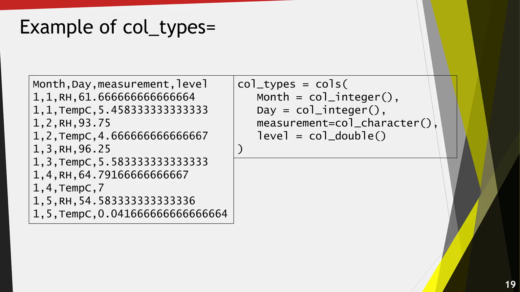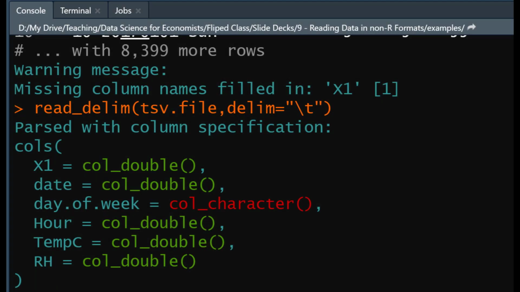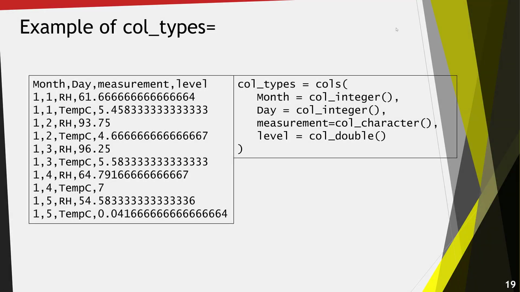This syntax seems a little complicated over here, but you should note that if you use read-delim without any col types arguments, R actually prints out the col type specification that it creates by guessing. And you can see that here from the last TSV file we loaded. R had to guess the column types, and it shows them in the output window. So how precisely do these col type specifications work?